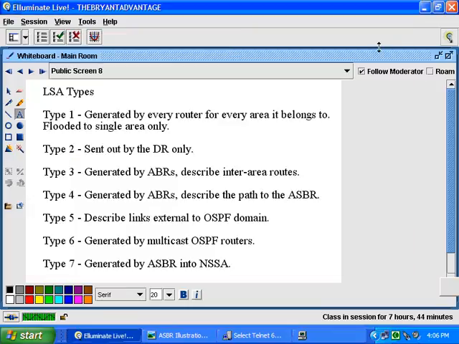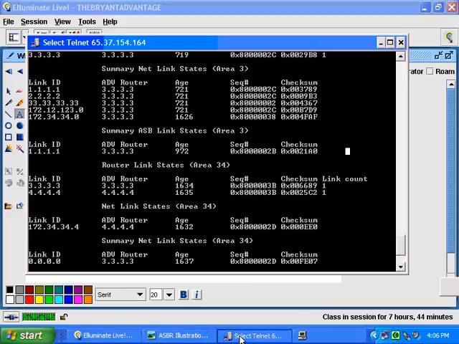So we've looked at 4 types here already. Type 1's generated by all routers, but that's the only kind that's generated by every router. Type 2 is by the DR for that segment only. Type 3 and 4 are both generated by ABRs, but you should know the difference in what they describe. Type 5 LSAs describe links external to the LSA domain.